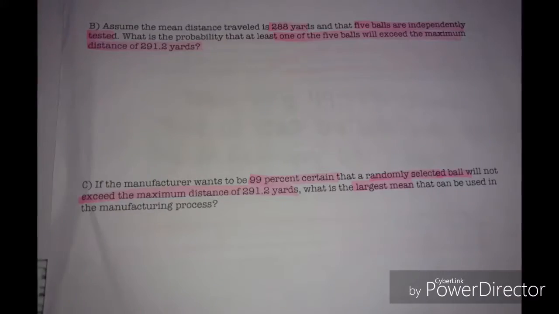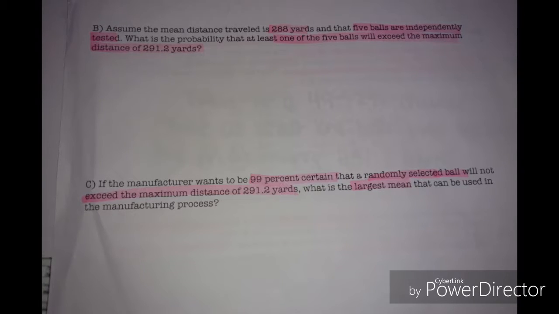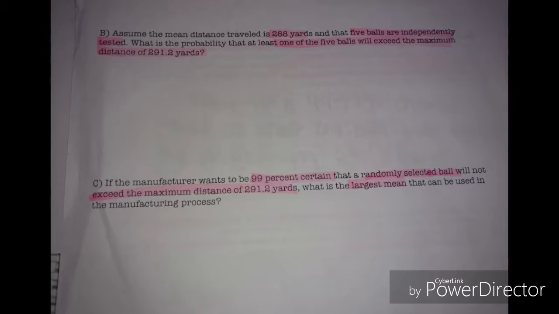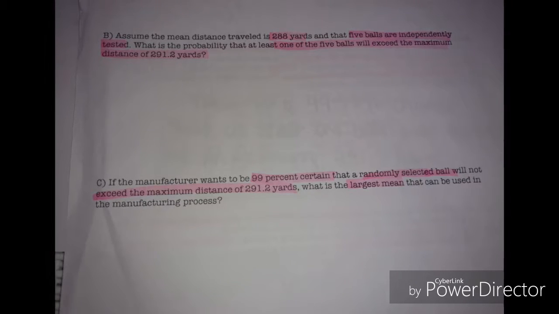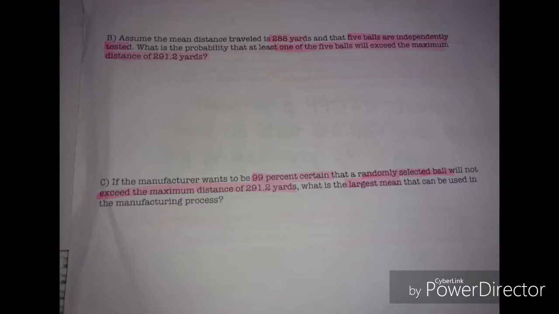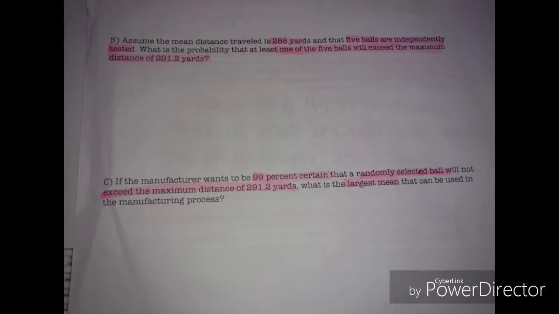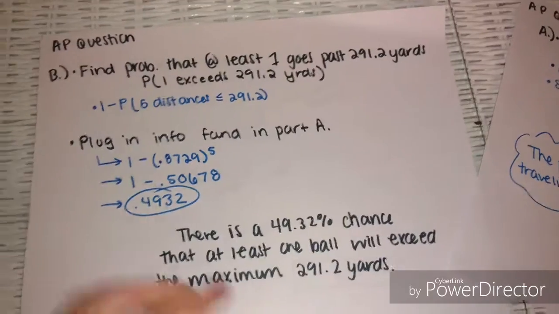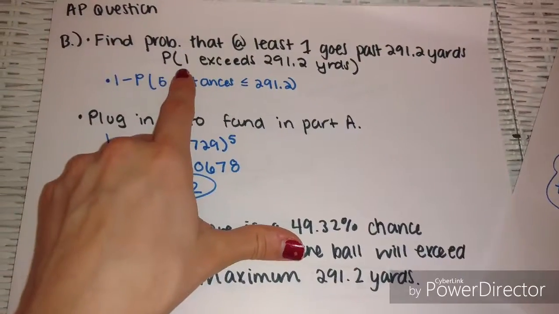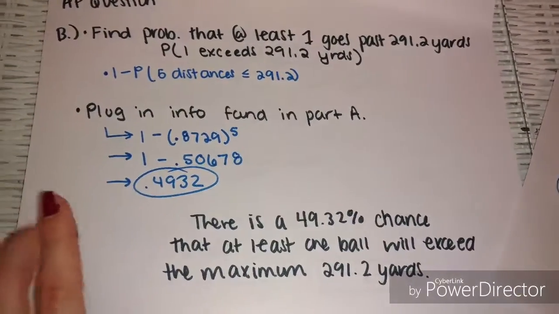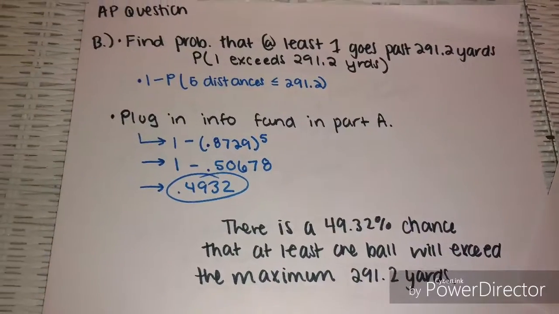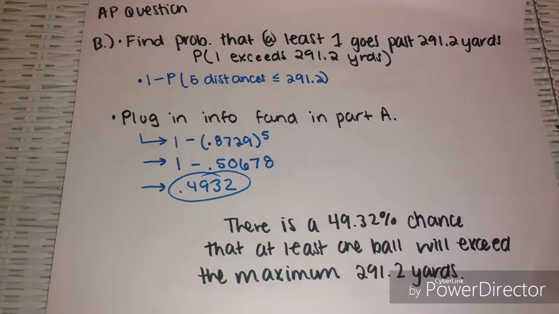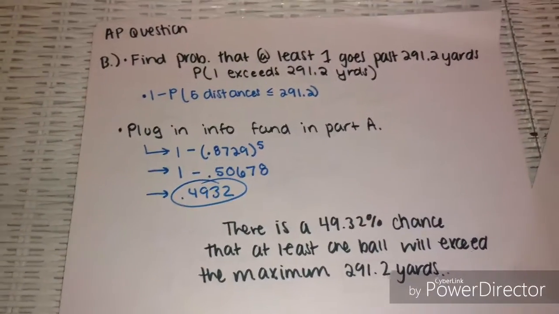And the probability of a ball traveling too far is about 12.71%. In part B, if we assume the mean distance traveled is 288 yards and that the 5 balls are independently tested, we are asked what is the probability that at least one of the 5 balls will exceed the maximum distance of 291.2 yards. Okay, so this is how we would write out our probability, and we're taking 1 minus P, or the probability of the 5 different distances is less than or equal to 291.2.